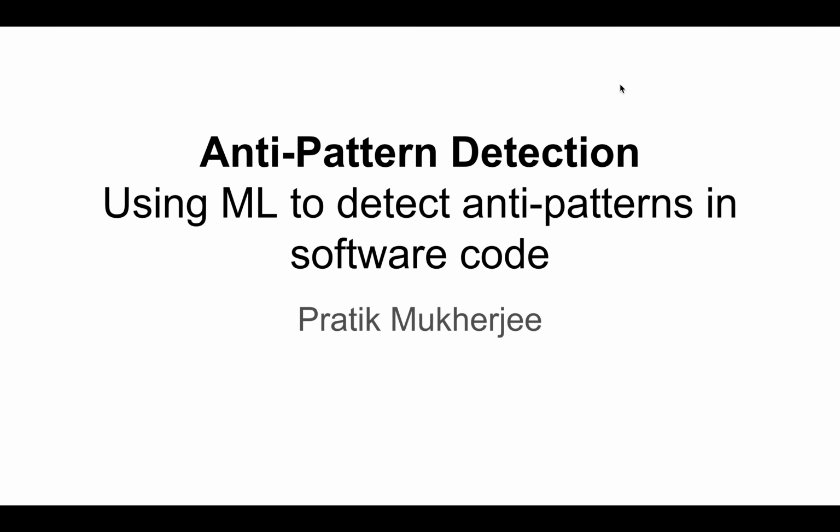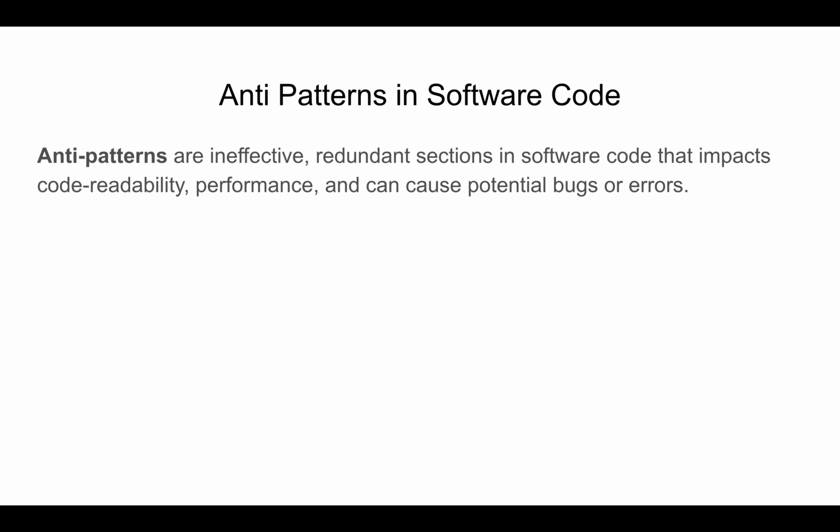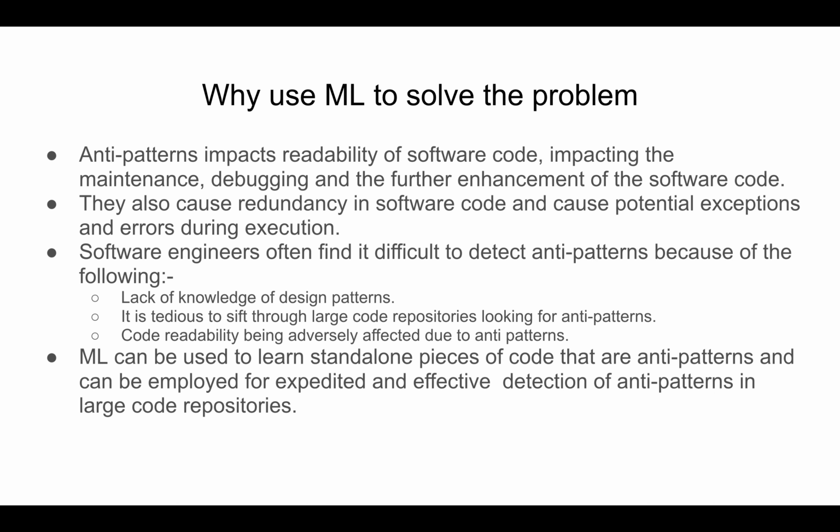Hey everyone, this is Prateek, and today I'm going to talk about how you can detect anti patterns in software code using machine learning. I'm a software engineer, and oftentimes when I'm writing code, there are certain patterns or structures of the code that cause a detrimental experience when it comes to software development. These are actually anti-patterns. They are ineffective, redundant sections in software code that impact code readability and performance, and can also cause potential bugs and errors.